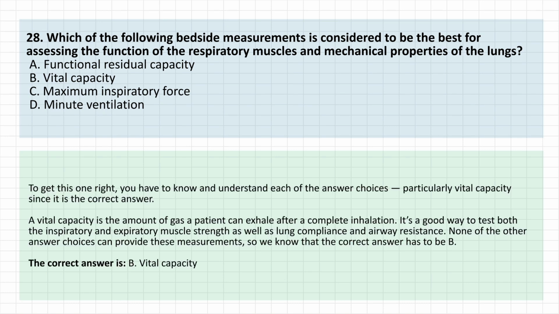Vital capacity. To get this one right, you have to know and understand each of the answer choices, particularly vital capacity since it is the correct answer. A vital capacity is the amount of gas a patient can exhale after complete inhalation. It's a good way to test both the inspiratory and expiratory muscle strength, as well as lung compliance and airway resistance. None of the other answer choices can provide these measurements, so we know that the correct answer has to be B. Vital capacity.